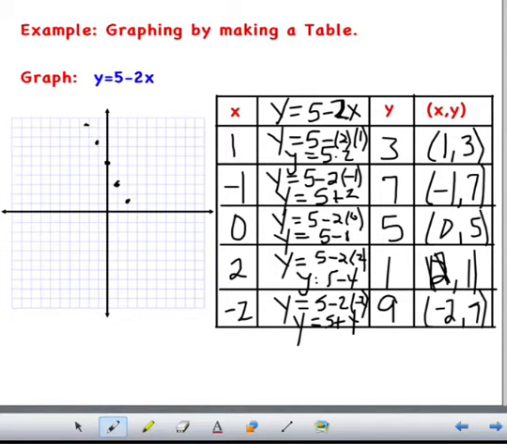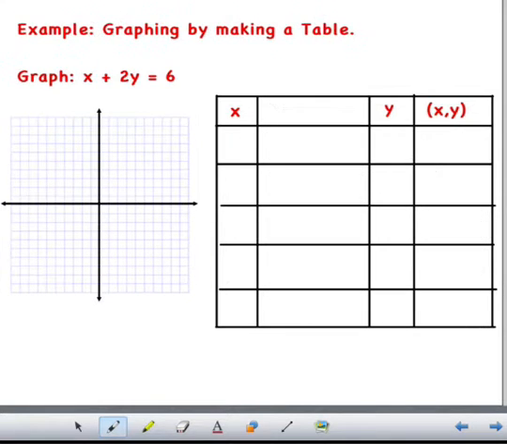Now you'll need your ruler. I can't do a very straight line on my iPad, but there you go. It should look like that. That is the graph of that line. I just graphed that line using a table. So it's really simple. All you're doing is just plugging in the points and then graphing the line. Okay? Look at another one.